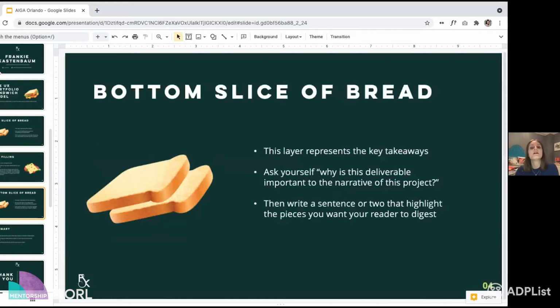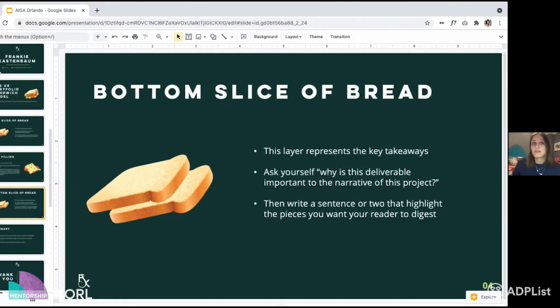Next slide, thank you. So then you get to the bottom slice of bread. This is going to be the kicker, the most important part. And it's the piece that I want to say probably 80% of you forget, including myself when I first started out about a year plus ago. Basically this bottom slice is going to be the key takeaways or your summary. Again, it's going to be a paragraph or a couple of bullets, a couple of sentences, whatever you want. So it's that bottom section underneath your intro, then your deliverable, and then this section.